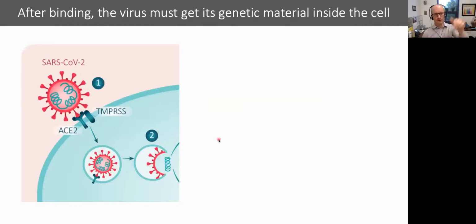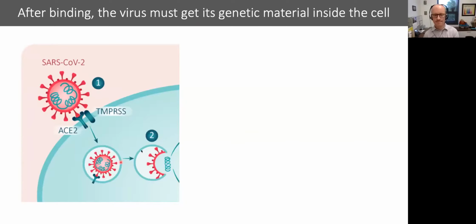Okay, so enough about receptors. Let's move on to step 2, which is viral entry. The basic idea is that after binding, the virus needs to get its genetic material inside the cytoplasm, which is where the ribosomes are. If it's just stuck to the outside, then it can't replicate. Now, there are many mechanisms of how viruses get their genetic material inside, but for SARS-CoV-2, the predominant mechanism appears to be through the process of endocytosis followed by membrane fusion.